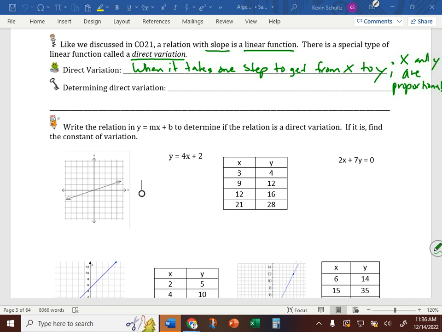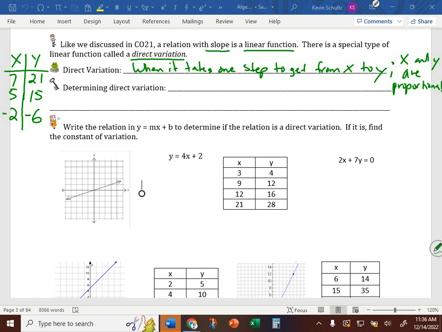For example, if we have a function table where X is 7, Y is 21, X is 5, Y is 15, X is -2, Y is -6. Tell me how it takes one step to get from X to Y. How does that example fit that definition? Kaylin? Right. All you have to do to get from X to Y, 7 to 21, 5 to 15, -2 to -6, is multiply by 3. One step.